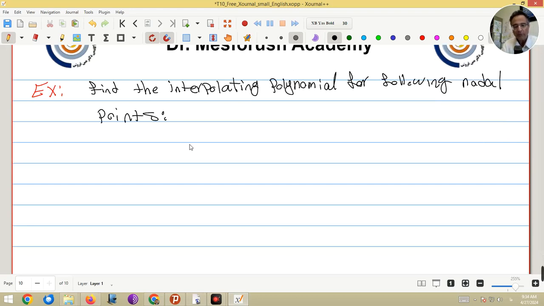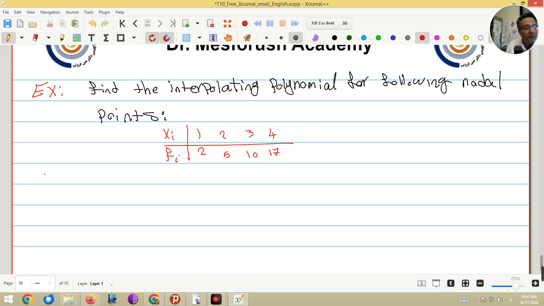What are the nodal points? Let me write the nodal points here. This nodal point, xi and fi: 1, 2; 2, 5; 3, 10; 4, 17.